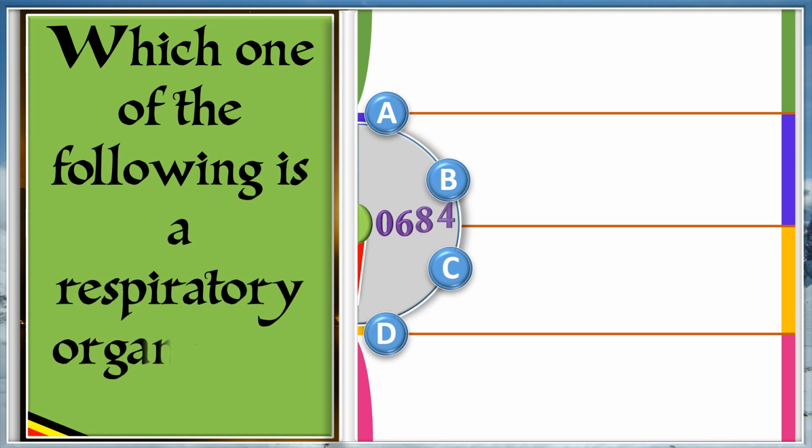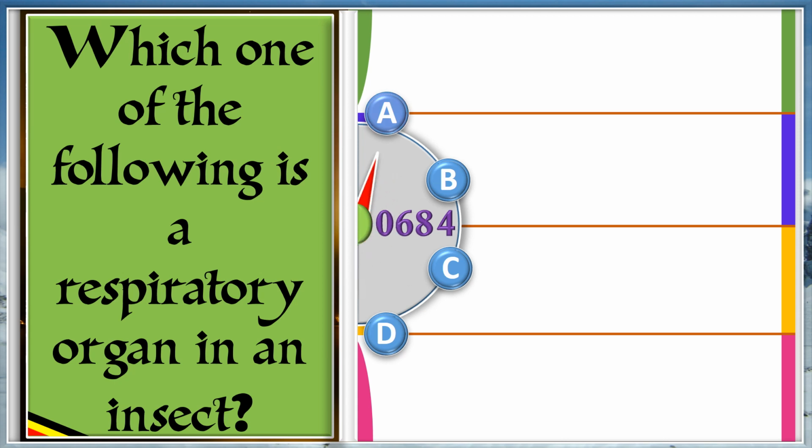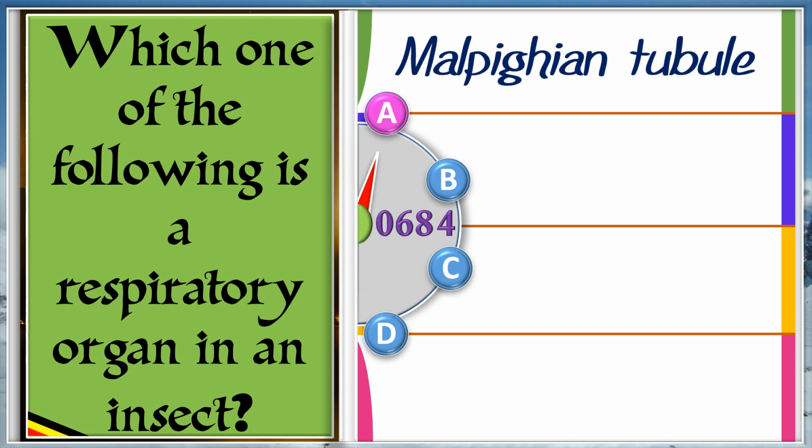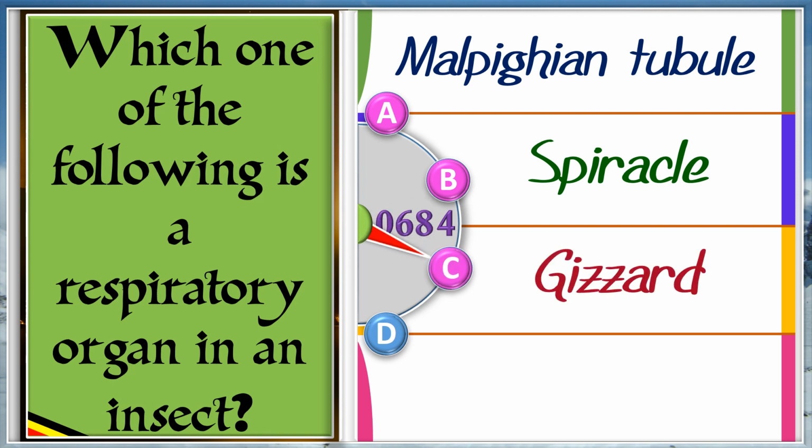Which one of the following is a respiratory organ in an insect? A. Malpighian tubule. B. Spiracle. C. Gizzard. D. Trachea. And the answer is B. Spiracle.